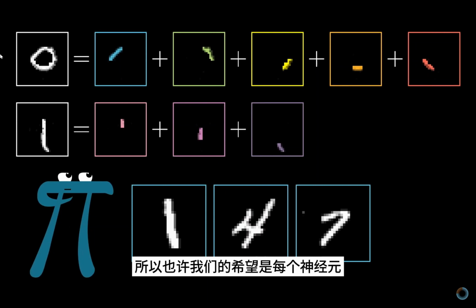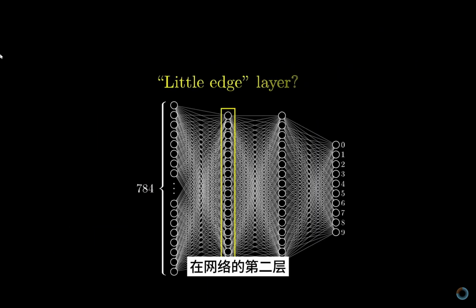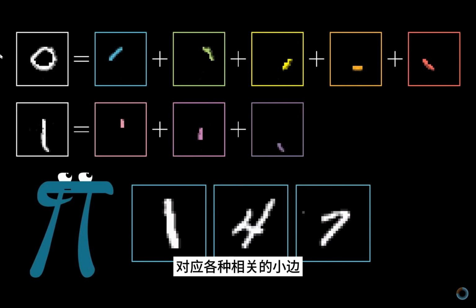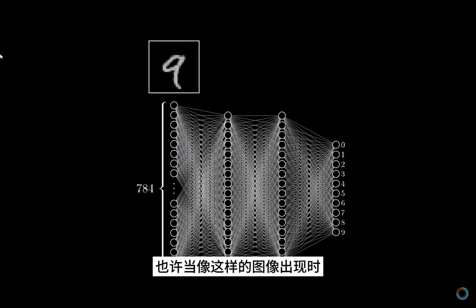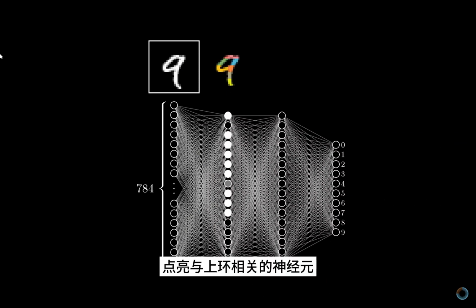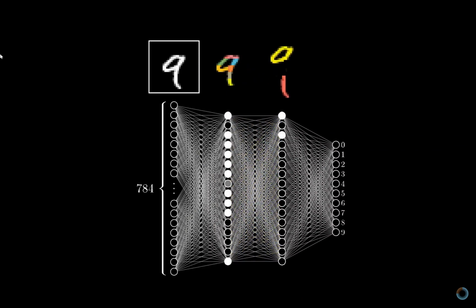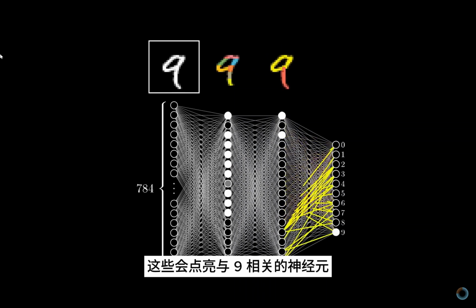So maybe our hope is that each neuron in the second layer of the network corresponds with the various relevant little edges. Maybe when an image like this one comes in, it lights up all of the neurons associated with around 8 to 10 specific little edges, which in turn lights up the neurons associated with the upper loop and a long vertical line, and those light up the neuron associated with a 9.